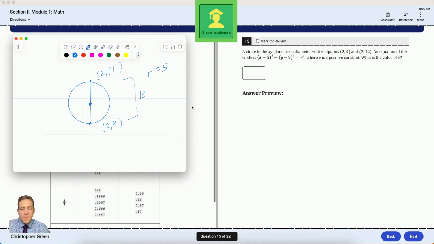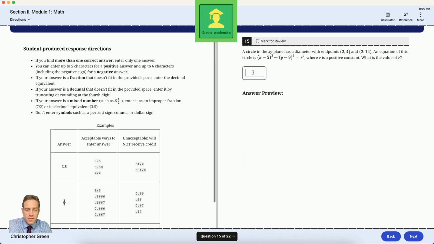Now, the thing a lot of people mess up is the coordinates of the center. So you either go 5 units up from here or 5 units down from here. So it's 2, and then you could have said it's either 14 minus 5 or 4 plus 5, which is 9. So we have the equation of the circle (x minus 2) squared plus (y minus 9) squared equals r squared, which is 25. But r itself is 5.